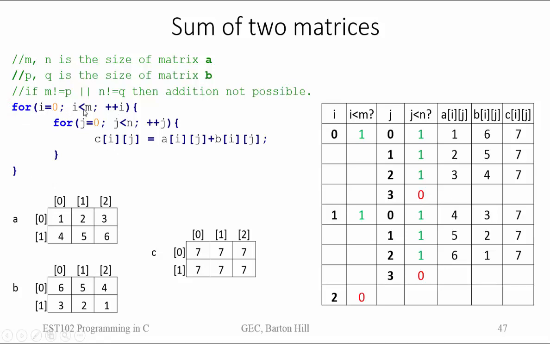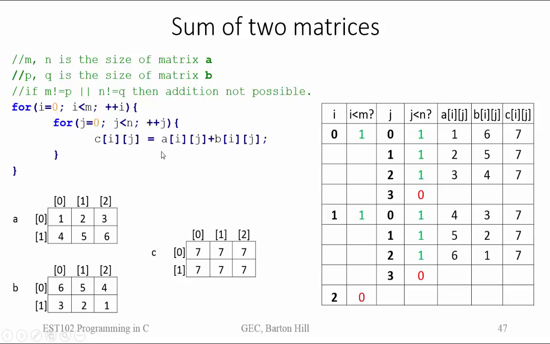That is, for i equal to 0, i less than m, plus plus i. Then for j equal to 0, j less than n, plus plus j. C of ij is equal to A of ij plus B of ij. That is, we will be taking each element from A and B and adding it together and then putting it into C of ij. A of 0 0 will be added to B of 0 0 and it will be placed at C of 0 0.